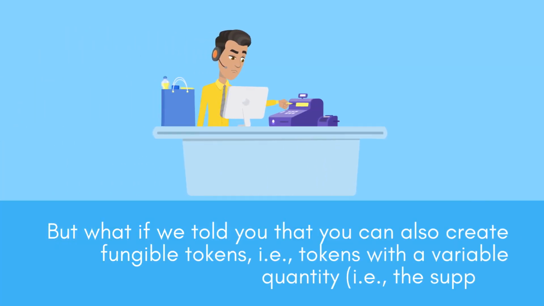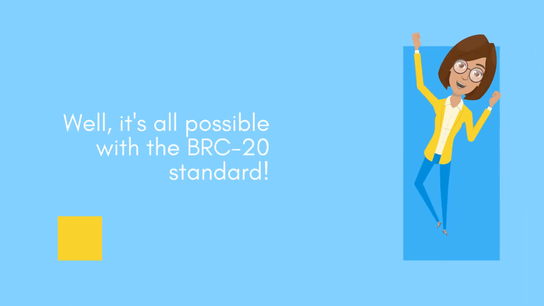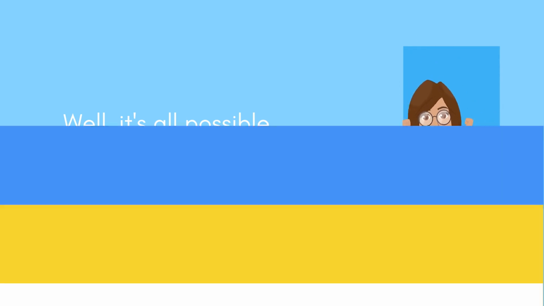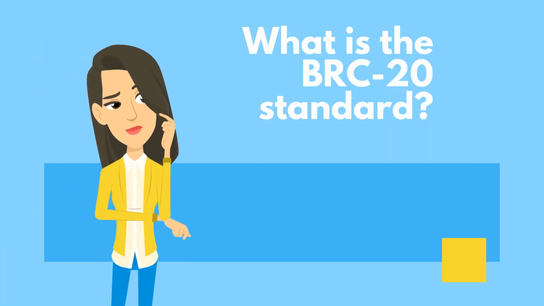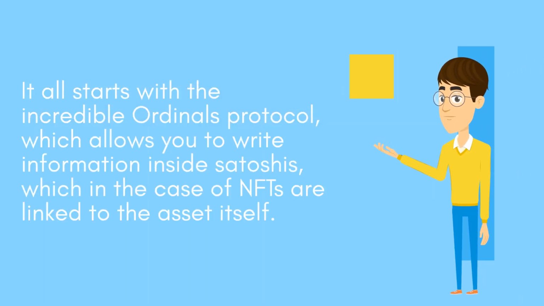But what if we told you that you can also create fungible tokens, i.e., tokens with a variable quantity, i.e., a supply? Well, it's all possible with the BRC-20 standard. What is the BRC-20 standard? It all starts with the incredible Ordinals protocol, which allows you to write information inside satoshis, which in the case of NFTs are linked to the asset itself.